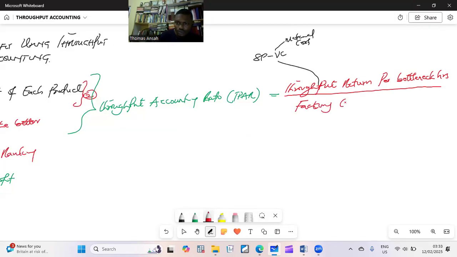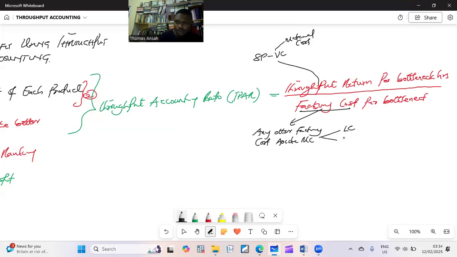Factory cost per the bottleneck as well. Now, watch this. Do you remember what we talked about as our factory cost? It is any other cost apart from material cost, which means it includes your labor and your production overheads. All right, so take note of that.